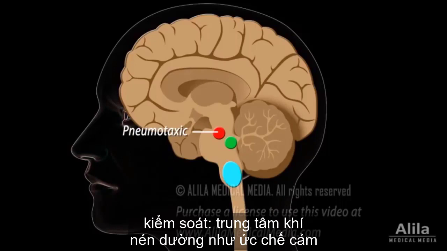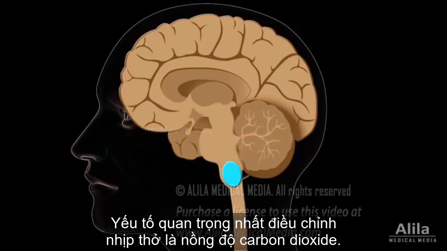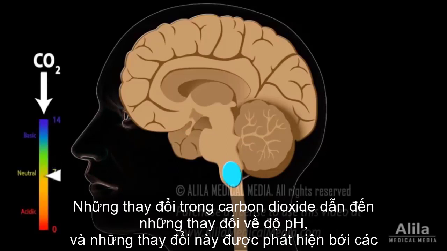The pneumotaxic center, which seems to inhibit inspiration, while the apneustic center stimulates it. The most important factor regulating breathing rate is the concentration of carbon dioxide. Changes in carbon dioxide lead to changes in pH, and these are detected by chemoreceptors.